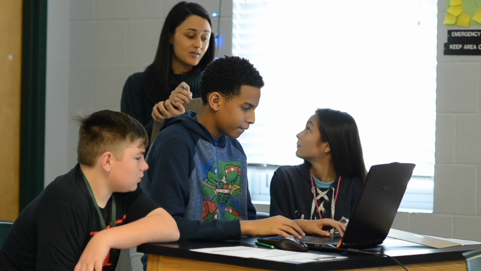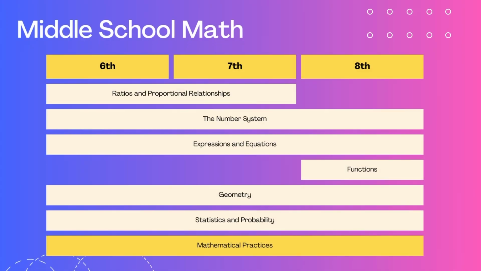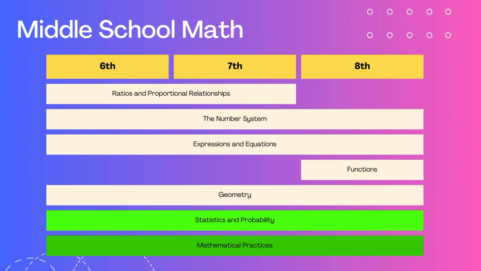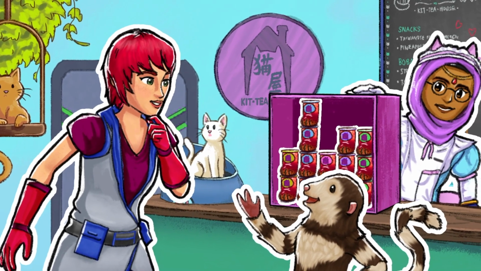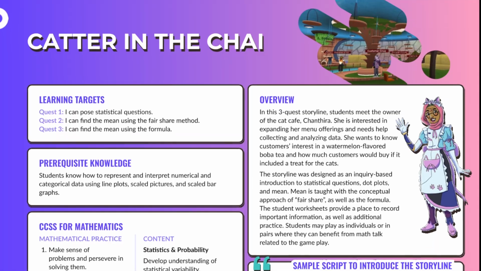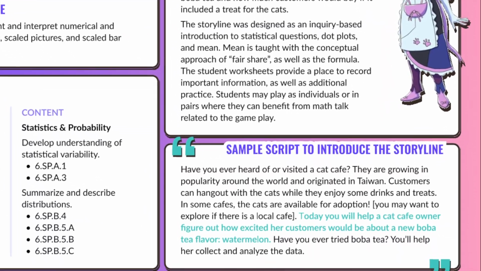Now, the proposed project creates a brand new model rooted deeply in math pedagogy, using the Tyto platform as its starting point. We propose creating the middle school probability and statistics strand to address critical needs for data science. Let's walk through how a 6th grade teacher might implement our first storyline, Catter and the Chai. She needs an engaging supplement that tackles the most difficult topics and starts with our introduction script from her teacher guide.